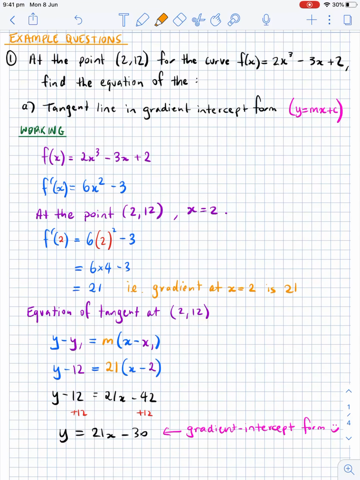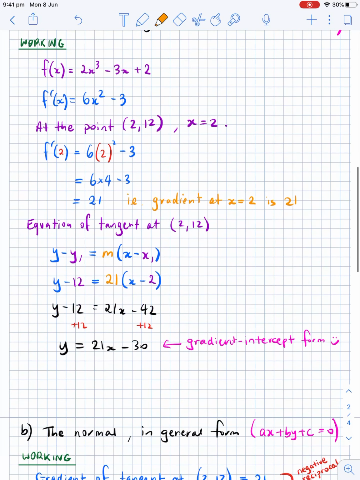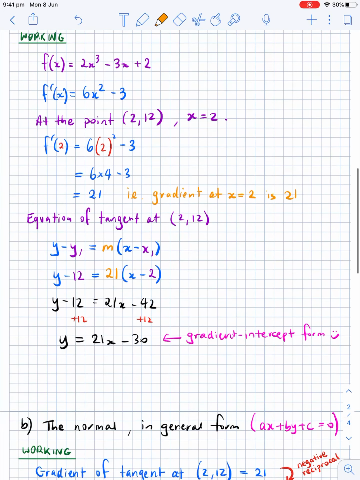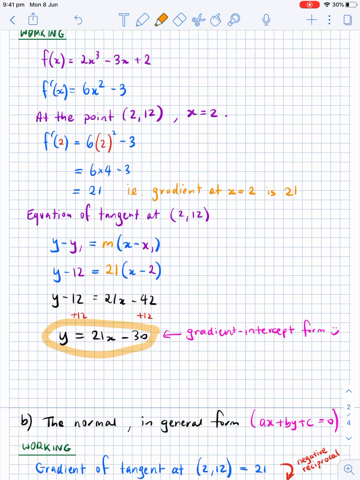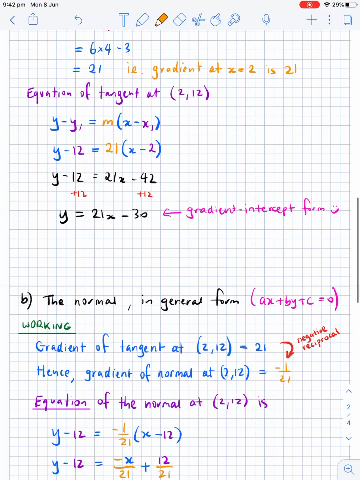And we can now figure out the equation of the tangent at this point by using the point gradient formula here. So our y1 and x1 is this point right here, and our m is this gradient of 21. So this is our equation right here, but we want to get rid of the brackets. We want to get y by itself. So plussing 12 to both sides, when you expand the brackets, you get y equals 21x take away 30. And that was the y-intercept that we saw on our graph, and that is our gradient. So that's the equation of that tangent line in the correct form, in gradient intercept form.